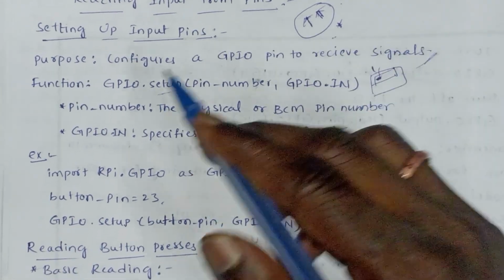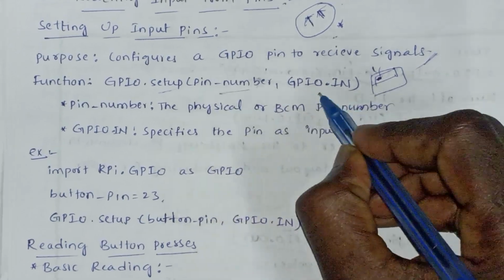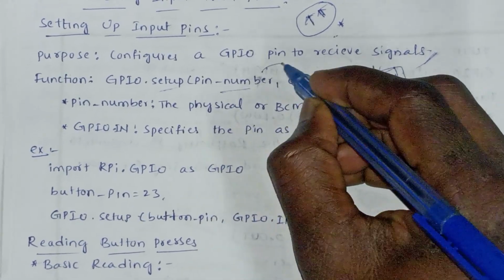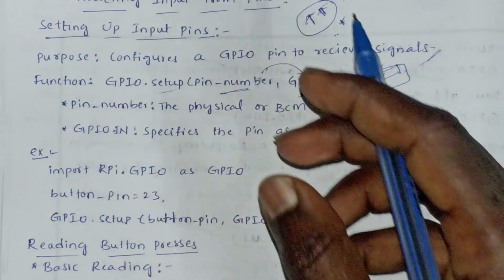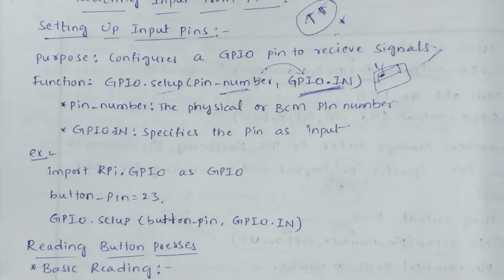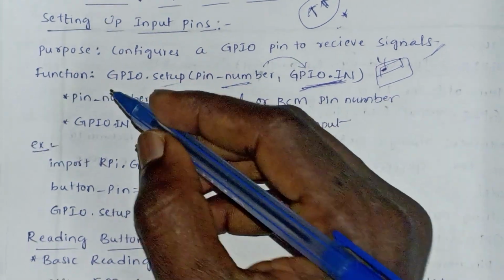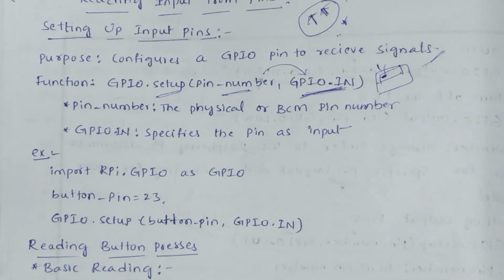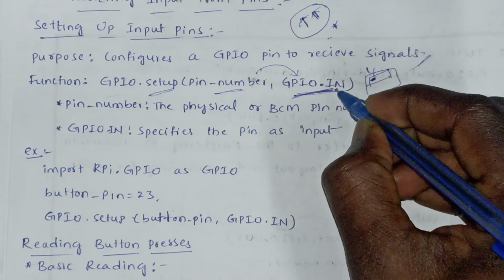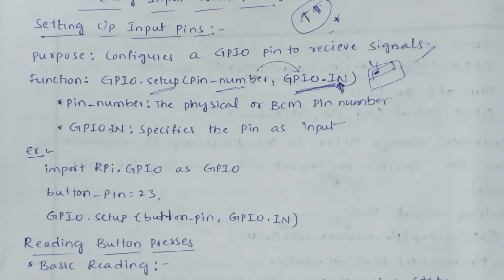Okay, next, what is the function? You are using the pin number with GPIO.in. We are setting this number to the input. Whatever pin you are using, that pin number is set as GPIO.in. That is nothing but the GPIO setup. It is a function, right? Since we are taking input, that's why we are using GPIO.in. That's it.